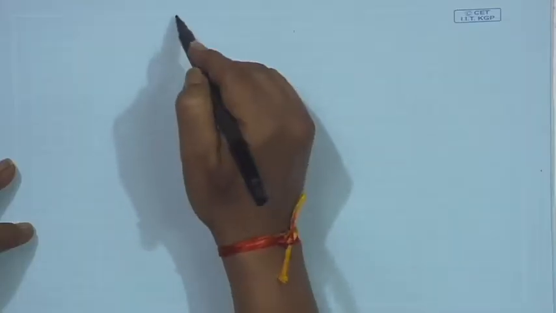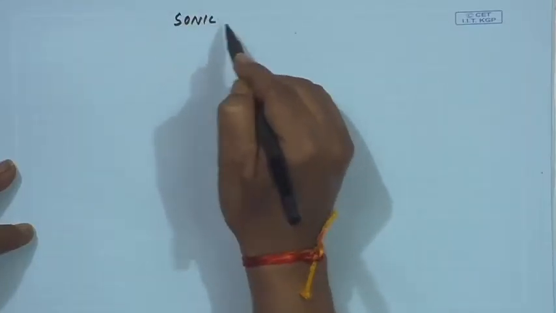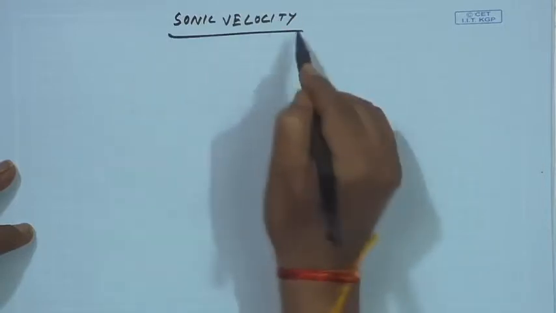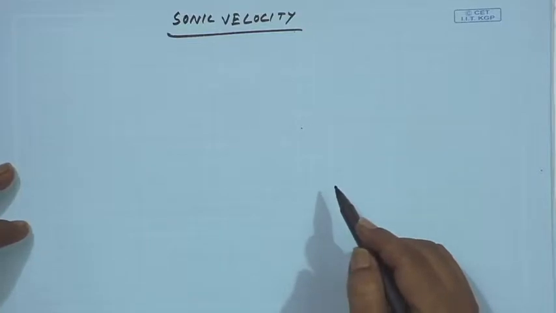In continuation to the previous class, where we could not end up with the relation of the Mach number and the velocity because the time was out, so we had to leave. And a recapitulation: we had said that sonic velocity, and from that sonic velocity we have defined the Mach number.